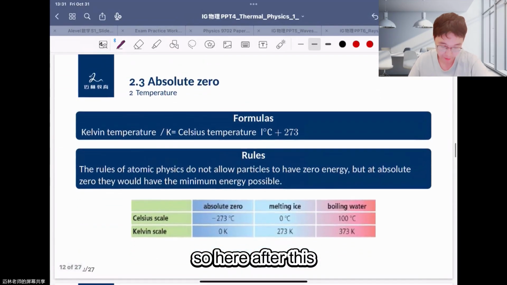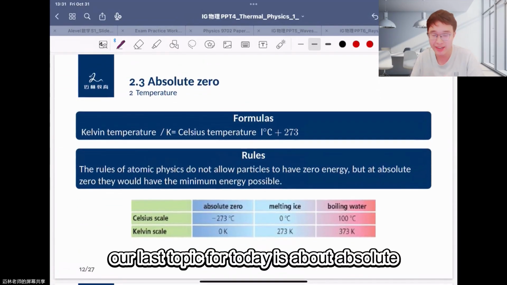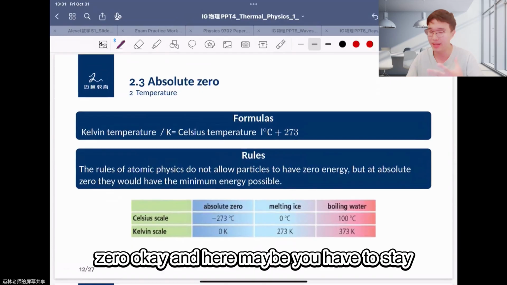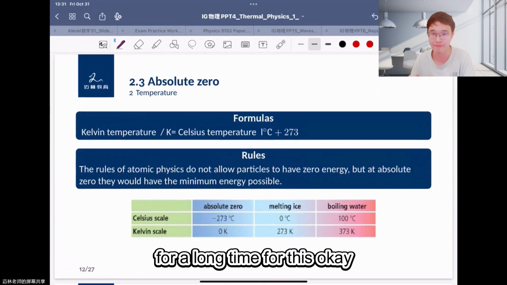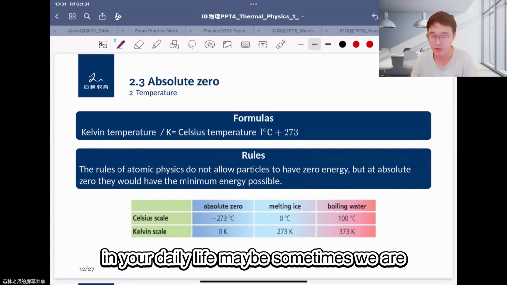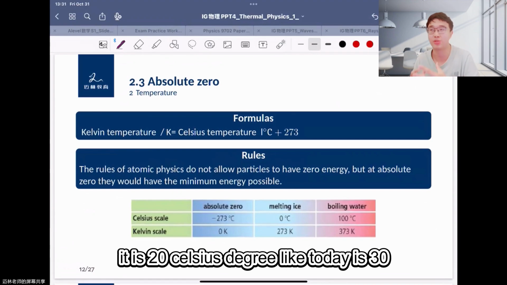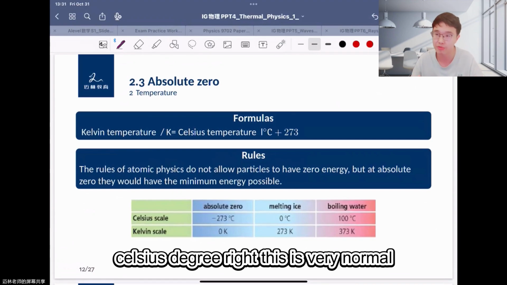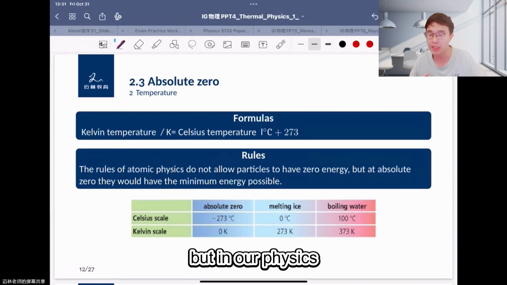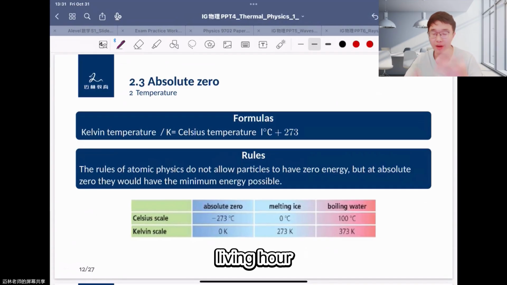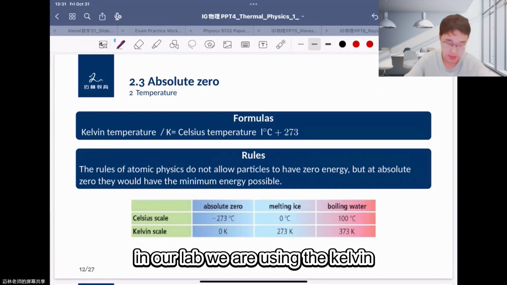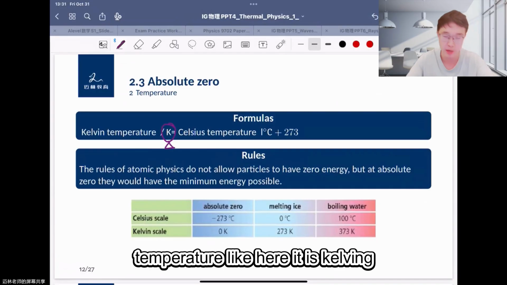After this, our last topic for today is absolute zero, and maybe you have to stay for a long time for this. In your daily life, sometimes we use the Celsius degree, right? Today it is 20 Celsius, or today is 30 Celsius. This is very normal. But in our physics, or in our lab, we use the Kelvin temperature.